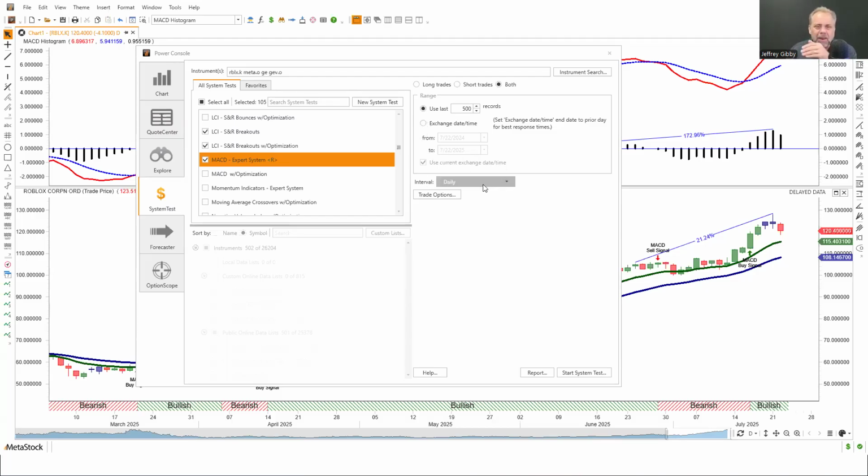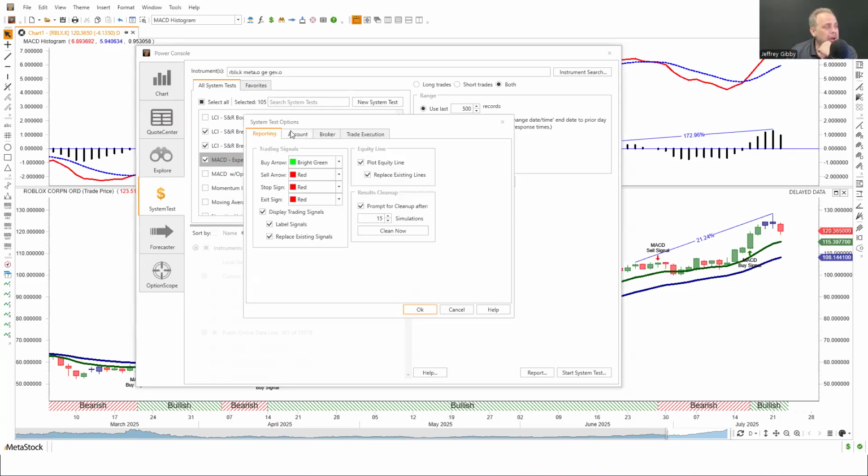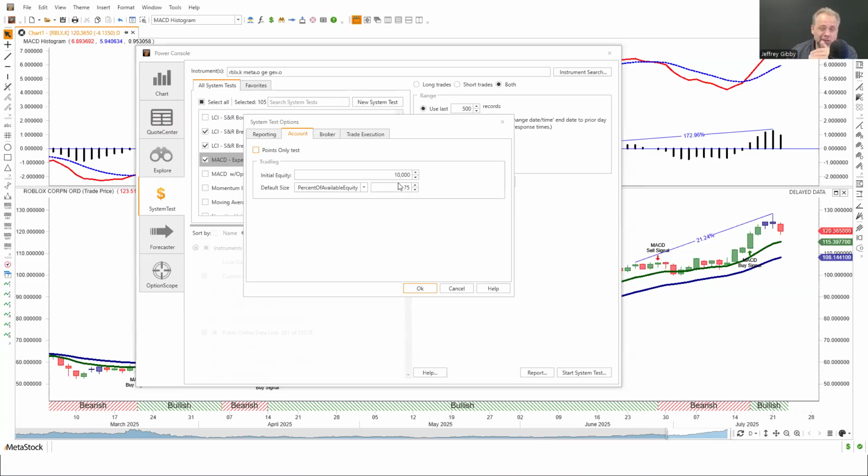We're going to do this on a daily. You can do hourly or 240 minutes or whatever you're trading. You can go down to weekly and monthly if you want to. We're going to use daily. Okay. For trade options, I'm going to go ahead and start with an initial account of $10,000. I could do number of units or a transaction cost, but I'm going to go with a percentage of available equity. And just for the point of the test, do about 75%.